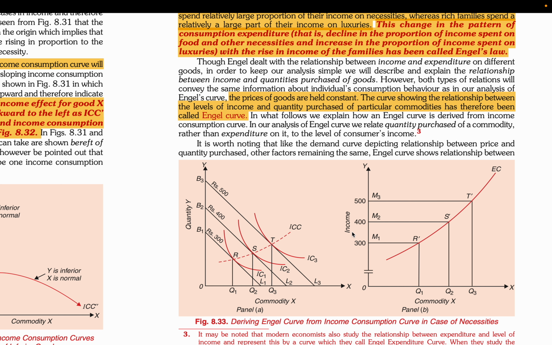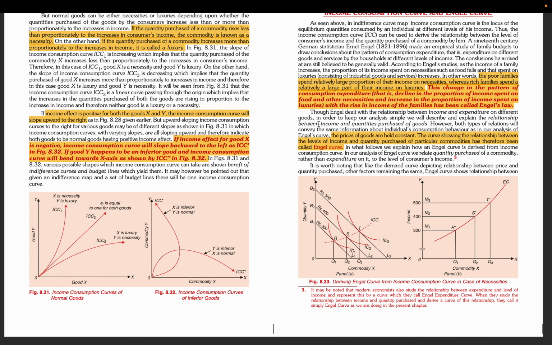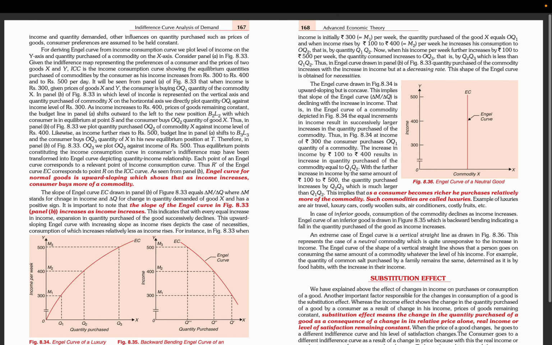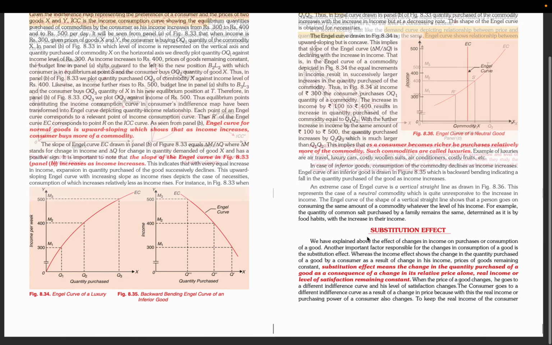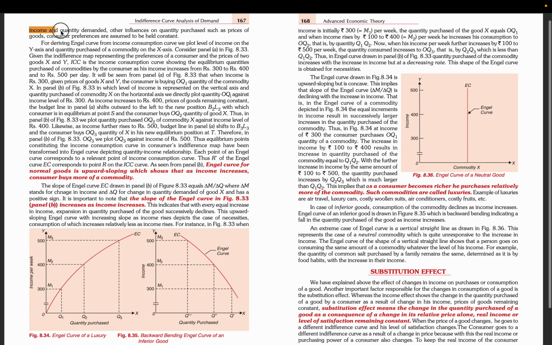In our analysis of the Engel curve, we can relate quantity purchased of a commodity rather than expenditure on it to the level of the consumer's income. It is worth noting that while the demand curve depicts the relationship between price and quantity purchased, other factors remaining the same, the Engel curve shows a relationship between income and quantity demanded.